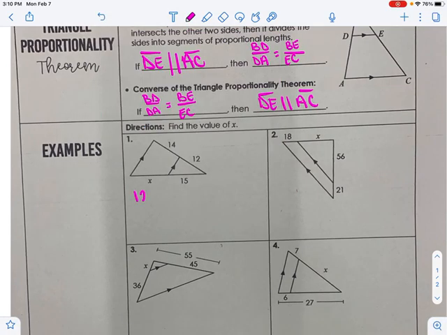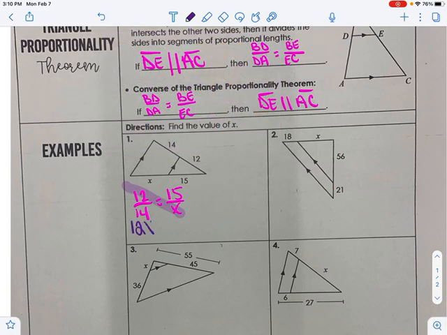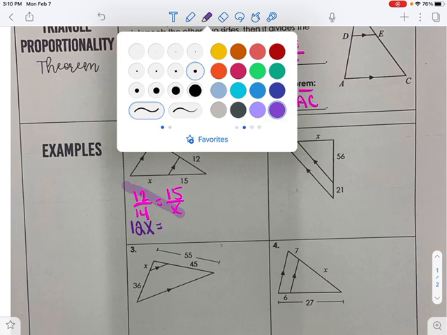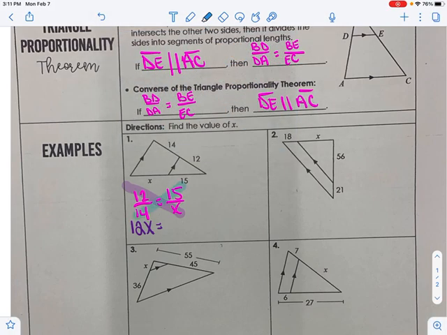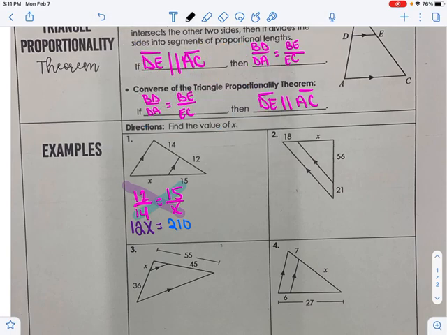Technical difficulties. 12 over 14 equals 15 over x. So 12x equals 14 times 15, which is 210. And then you're going to divide to solve. 210 divided by 12 is 17.5. Okay, honestly this was just a repetition thing, so we're going to go on to number 2.